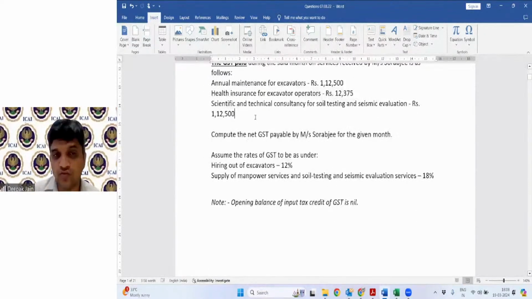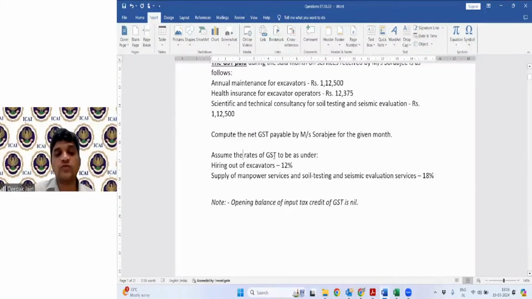What are we supposed to do? Compute the net GST payable. There could be various ways to give a question, so we have to see what the ultimate goal is and then work towards it. In this case, they have told us to compute the net GST payable. What is net GST payable? Output tax payable minus input tax payable. That is net GST payable, so that is what we have to do.